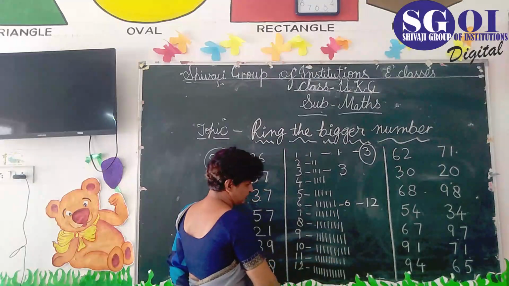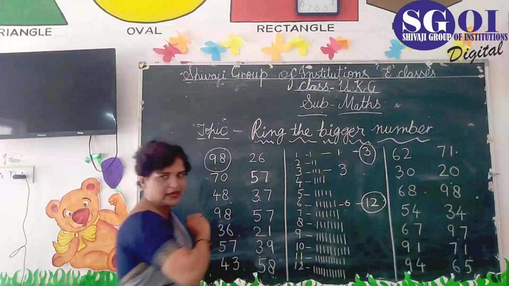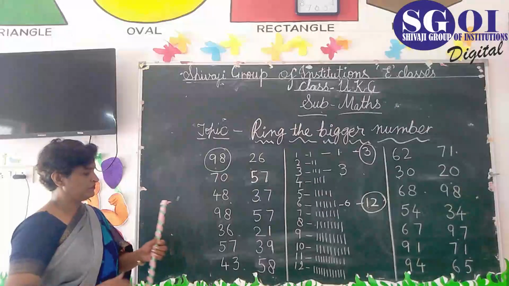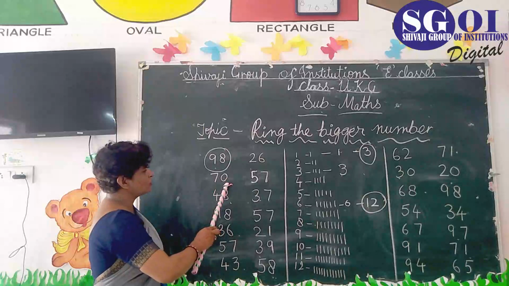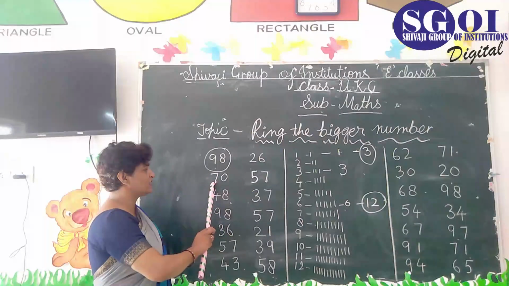Okay, which number is bigger? 12. So we will circle number 12. Okay, now look at the blackboard. This is 70 and this is 57. So which one is bigger?